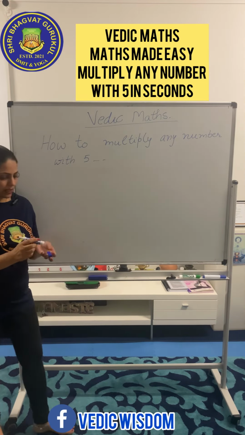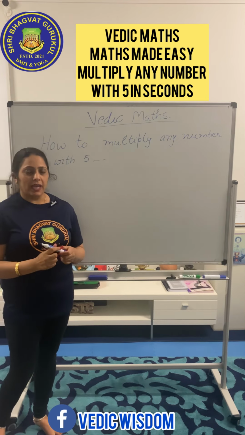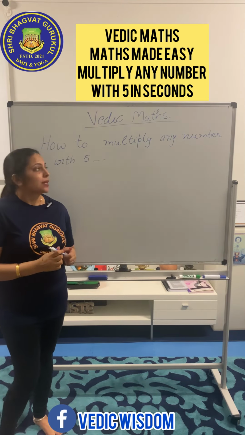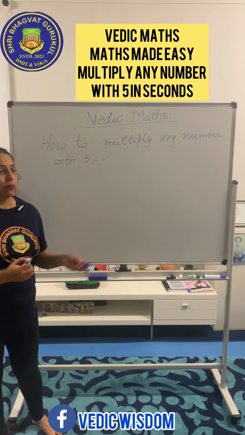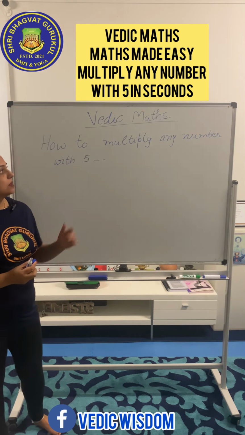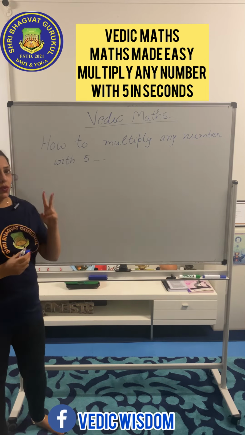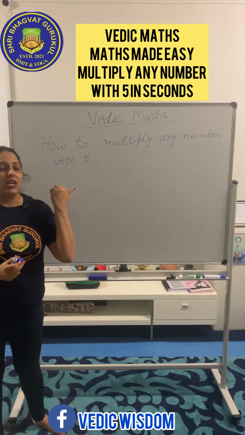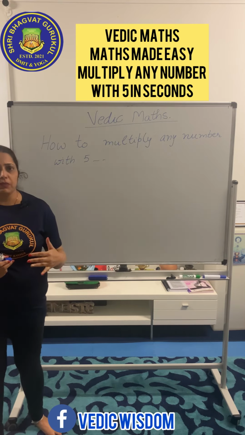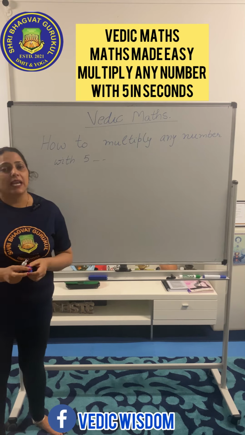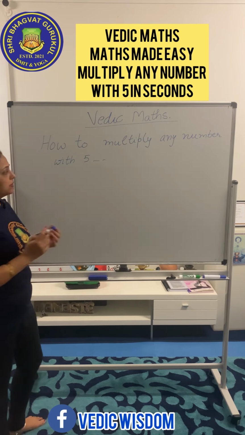Okay, today's topic, we will learn how to multiply any number with 5 mentally, an easy way as compared to the normal method. So, we have a very easy rule for this. We have two rules: if we are multiplying an odd number or an even number with 5. Let's take first if we are multiplying any even number with 5.